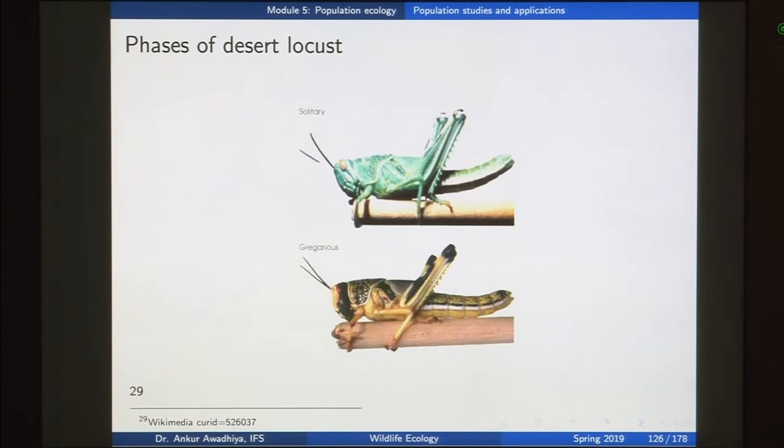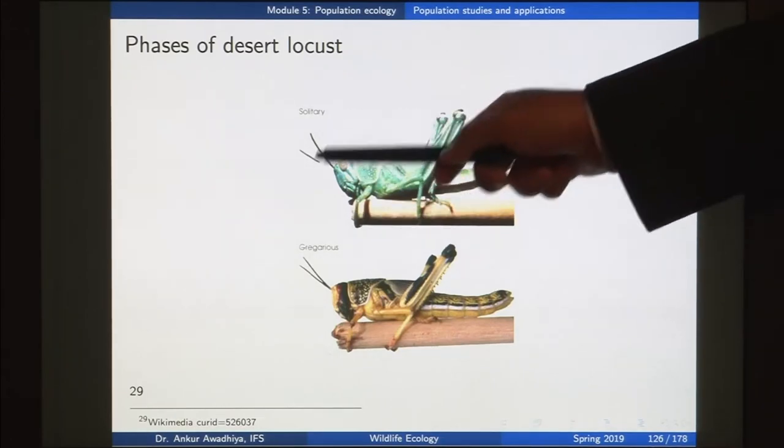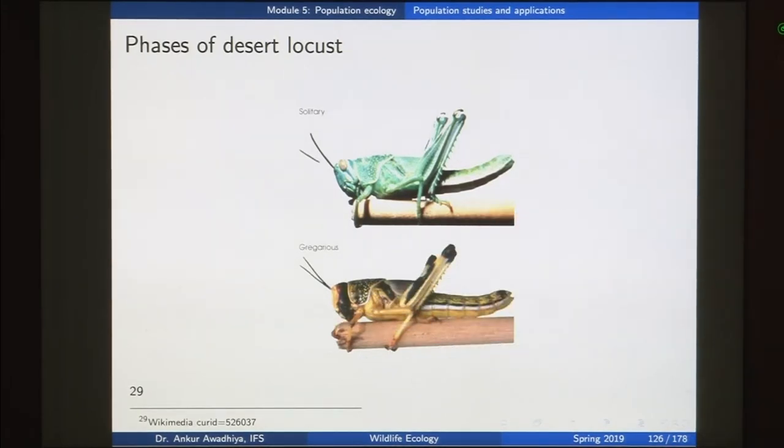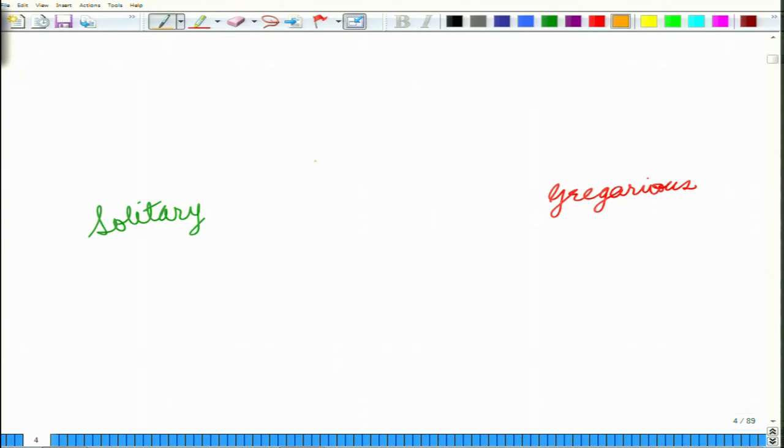So, if you look at this image, in the solitary phase you will have most of the organisms of this color. In the gregarious phase, most of the organisms will be of this color. In the gregarious phase, most of these animals are moving, or they are forming swarms, or they are starting to move. And then in between, we have the transient phase.